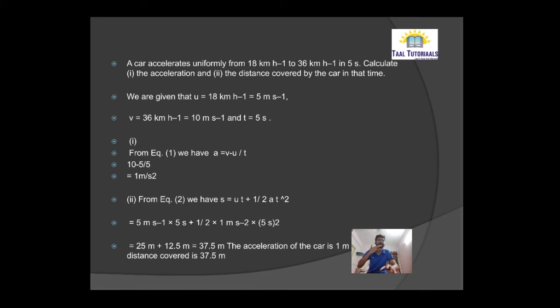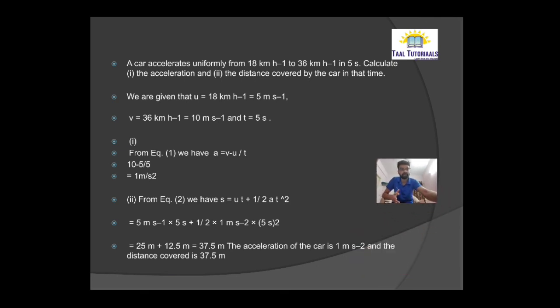We use that formula and we get distance as 25 plus 12.5 meter, that is 37.5 meter. So the acceleration of the car is 1 meter per second square, and the distance covered is 37.5 meter. This is the last topic which we were discussing.